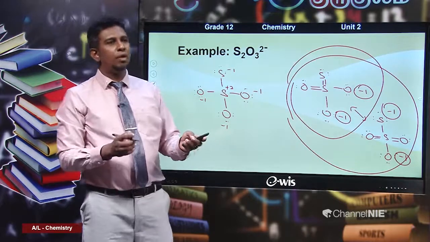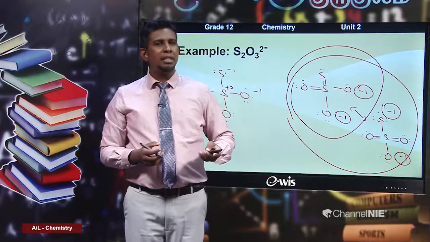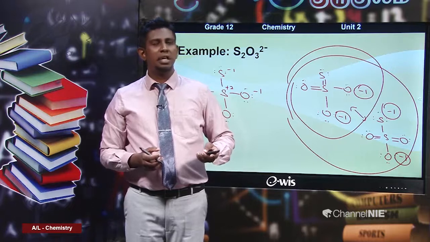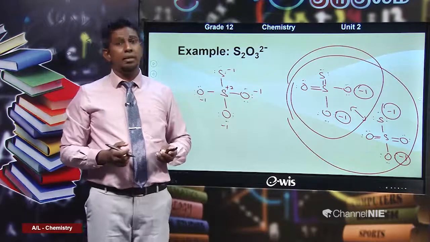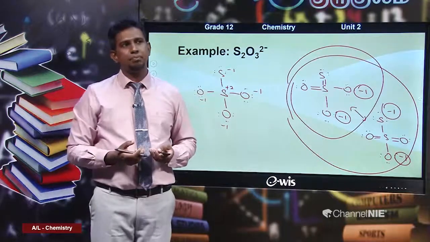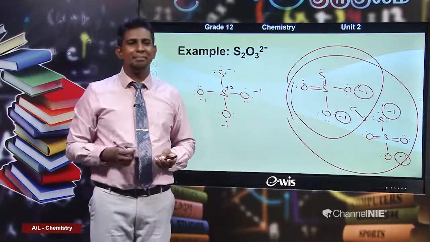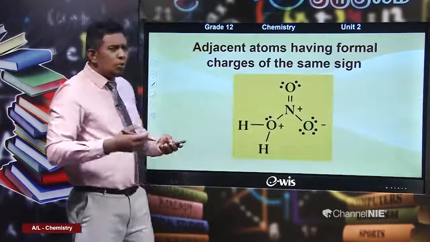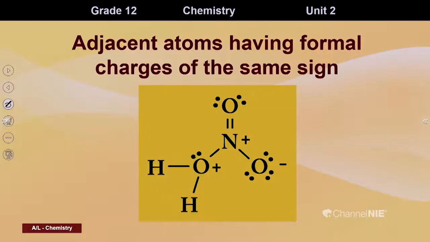That's the stability we decide based on the distribution of charge. We check the charge: if it's a negative charge, which atom is more suitable to carry the negative charge? If it is a more electronegative atom, it's better. Then if it's a positive charge, if it is a less electronegative atom, then it's better. That's how.